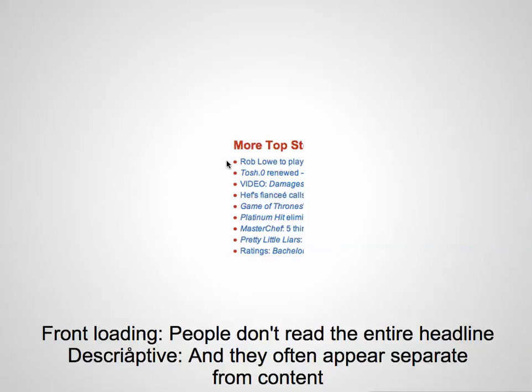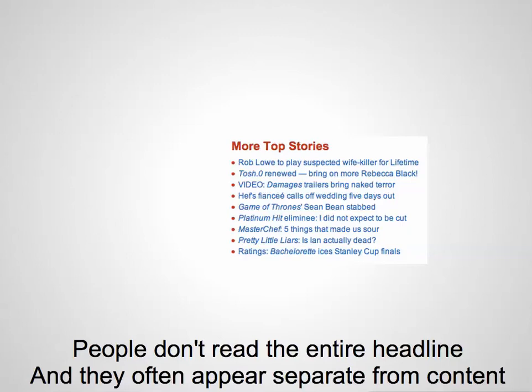And I'll show you the whole headline. They were exactly what you thought they were for because all the important parts of these headlines are at the beginning. So Game of Thrones, Sean being stabbed. Game of Thrones is first because they're going to get the widest audience with that. Any Game of Thrones fan is going to see that and be interested. Master Chef, 5 things that made us sour. They put Master Chef because, again, people recognize that brand. They know the show, so they will want to read the article.